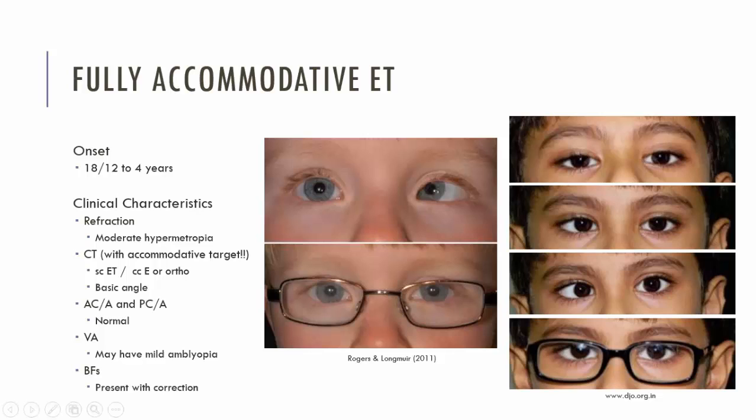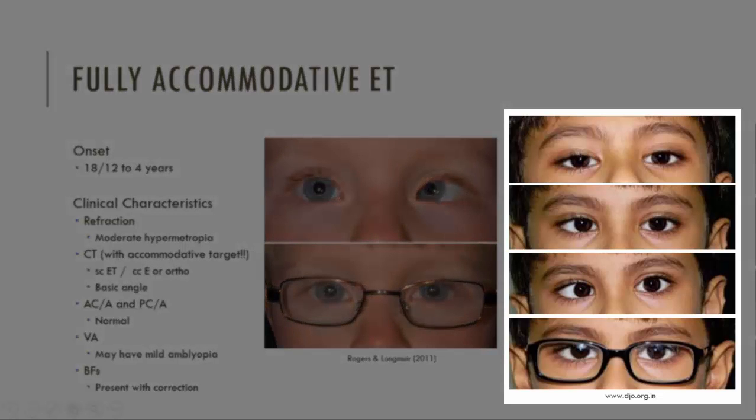Now, I make a note here that the cover test must be performed with an accommodative target, and you need to get the patient to look at the lowest line possible when you're assessing the patient with an accommodative esotropia. Now, you should do this routinely, but it's extremely important in these patients because depending on the level of accommodation that patient is doing, the deviation size will vary.